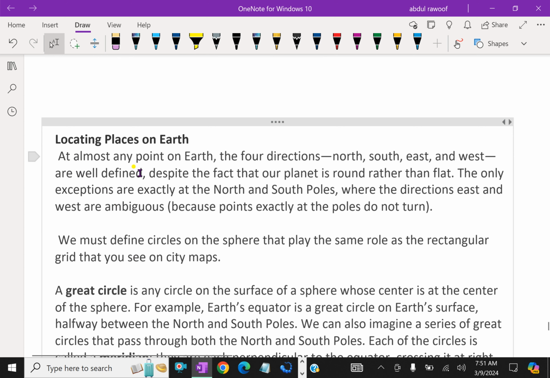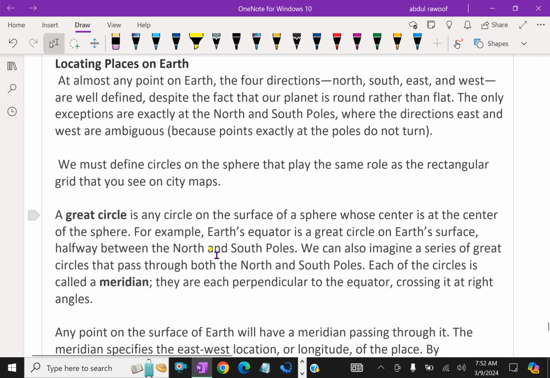At almost any point on Earth, the four directions north, south, east, and west are well defined, despite the fact that our planet is round rather than flat. The only exceptions are exactly at the north and south poles, where the directions of east and west are ambiguous because points exactly at the poles do not turn. We must define the circles on the sphere that play the same role as the rectangular grid that you see on city maps.